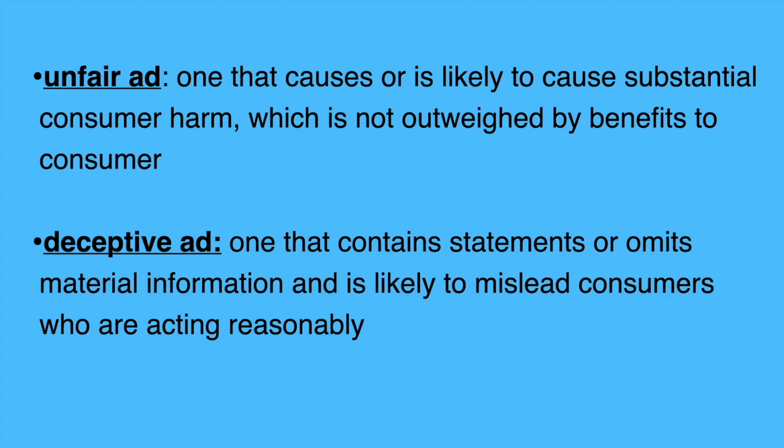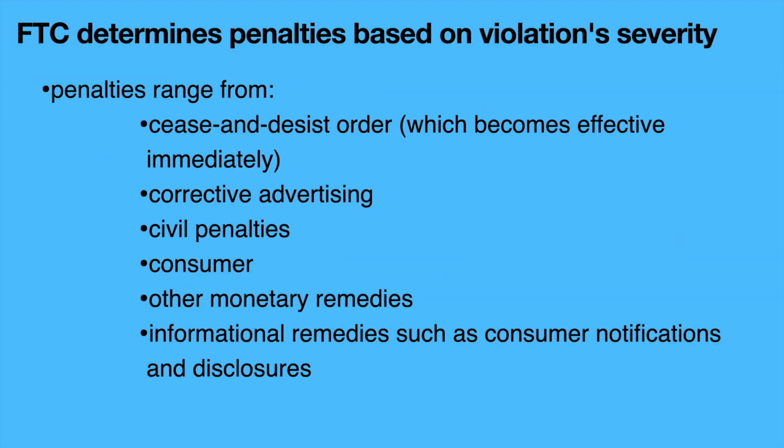The FTC determines penalties based on the violation's severity. Penalties range from a cease and desist order, which becomes effective immediately, to corrective advertising, civil penalties, consumer and other monetary remedies, and informational remedies such as consumer notifications and disclosures.